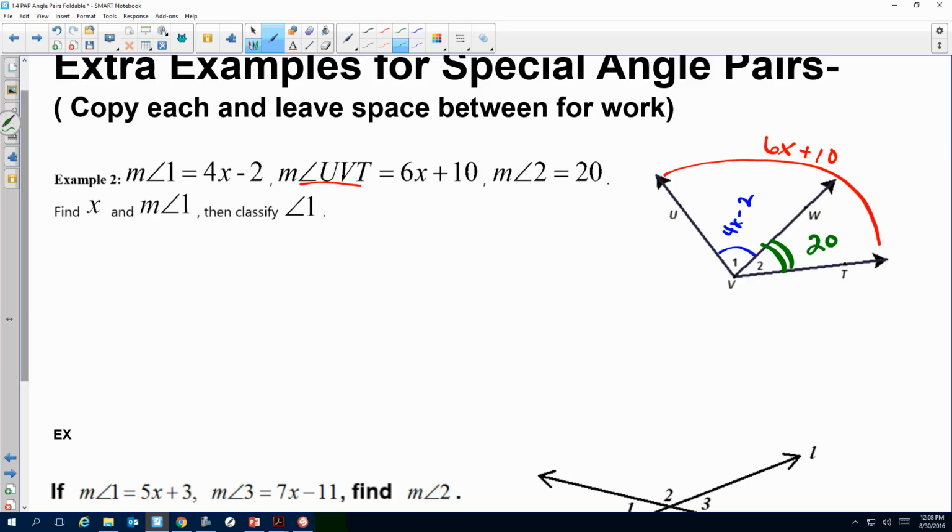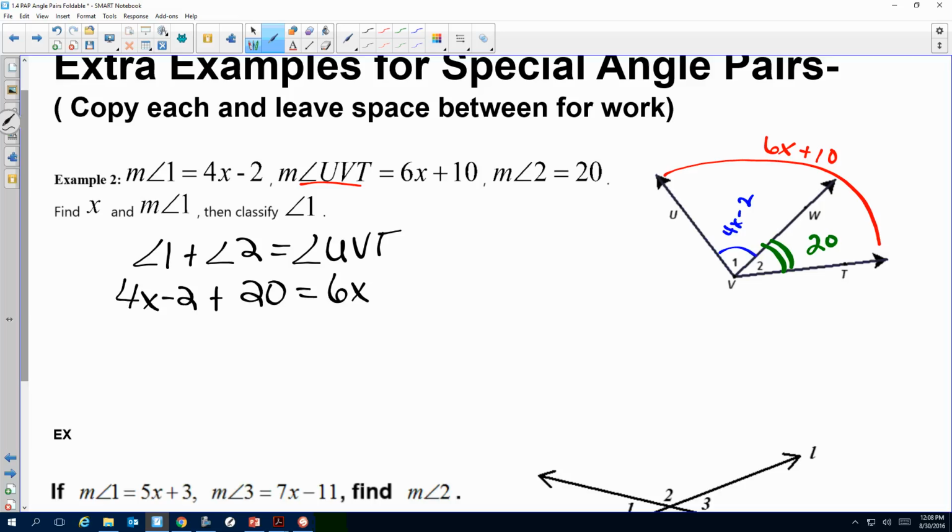They want us to find x, find the measure of angle 1, and then classify it. So, are these angles adjacent or non-adjacent? Adjacent. So whenever you see adjacent, you do addition. A for adjacent, A for addition. Angle 1 plus angle 2 equals the whole angle, which is angle UVT. So now I can substitute, adding the adjacent angles together, which is 4x minus 2 plus 20 equals 6x plus 10.